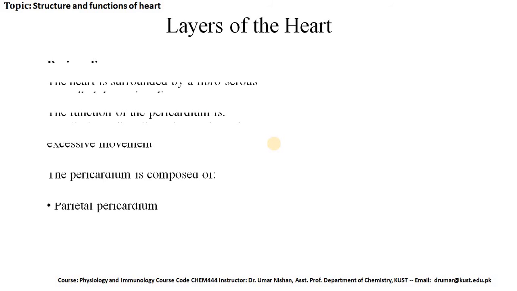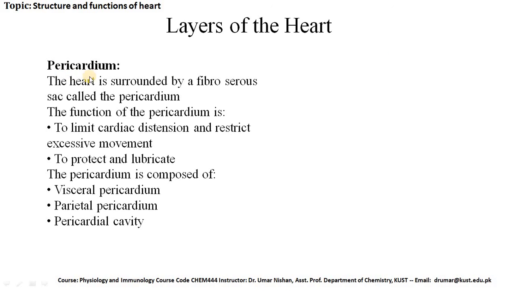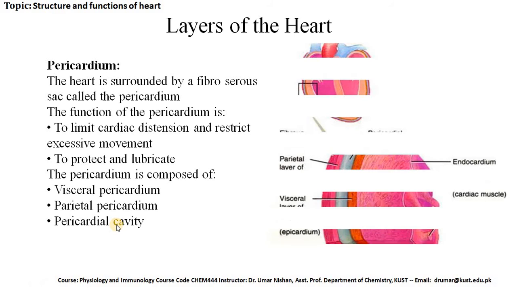Now we talk about the layers of the heart. Pericardium. The heart is surrounded by a fibroserous sac called the pericardium. The functions of pericardium is to limit cardiac distension and restrict excessive movement. It protects and lubricates the heart. The pericardium is composed of visceral pericardium, parietal pericardium, and pericardial cavity.